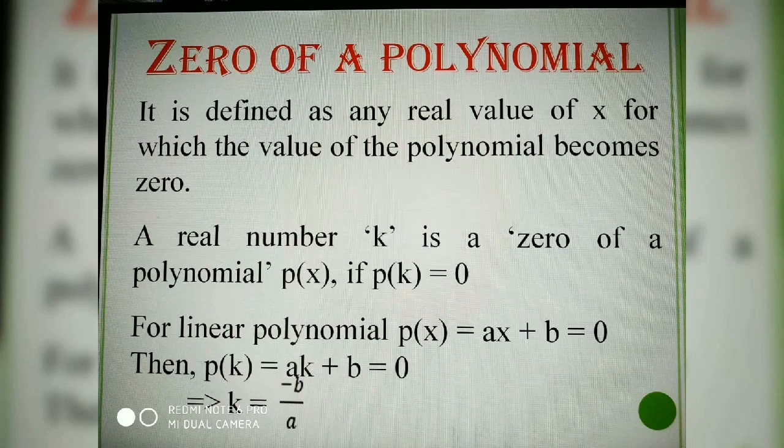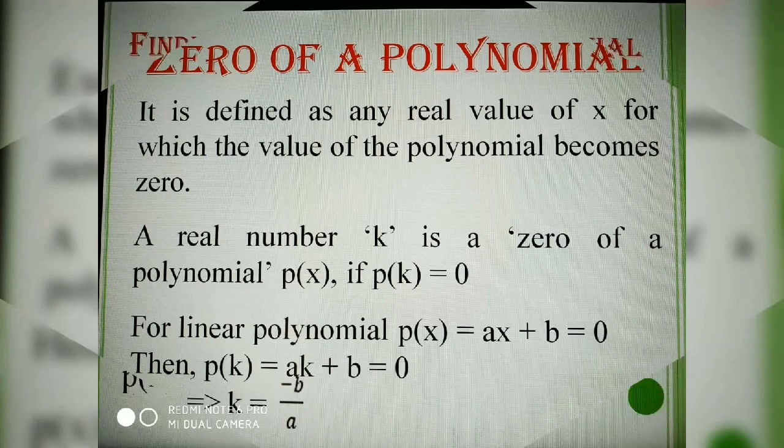Then what is a zero of a polynomial? It is defined as any real value of x for which the value of the polynomial becomes 0. A real number k is a zero of a polynomial p of x if p of k is equal to 0. For a linear polynomial, for example, ax plus b is equal to 0. So p of k is equal to ak plus b is equal to 0. So this implies k is equal to minus b by a.